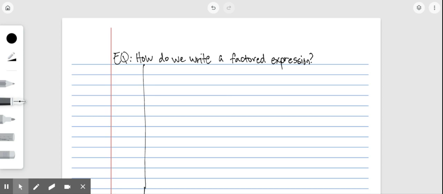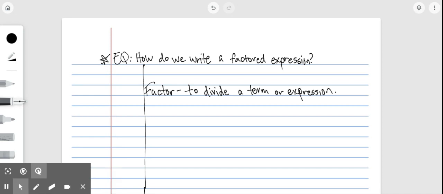Alright, you guys, so today's essential question is, how do we write a factored expression? So I'm going to do a definition, and we're going to do the components of a factored expression. So what does it mean to factor? Factoring basically just means pulling out terms or dividing by a term. Okay, to divide a term or expression.